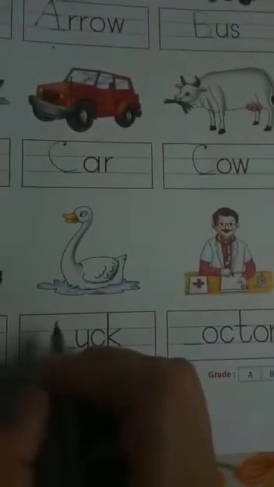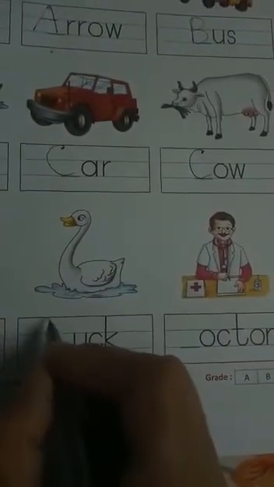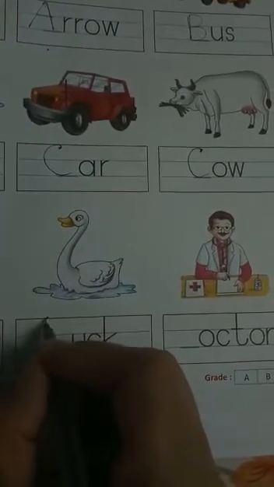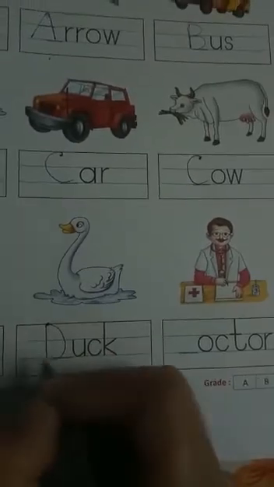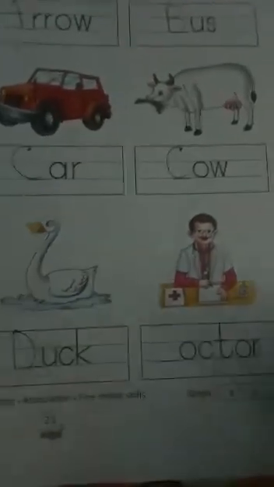Next, you can see a duck. This is very popular. So duck, the sound is da and the letter is D. You have to write only the first letter and the rest of the letters are given.